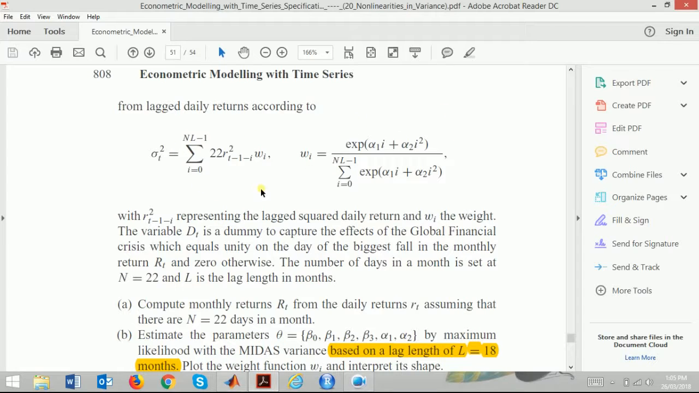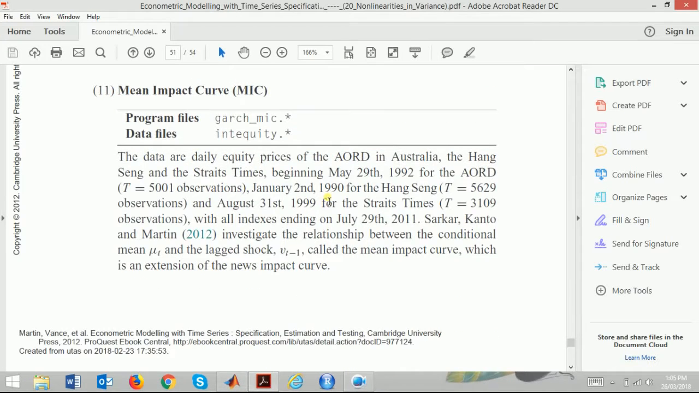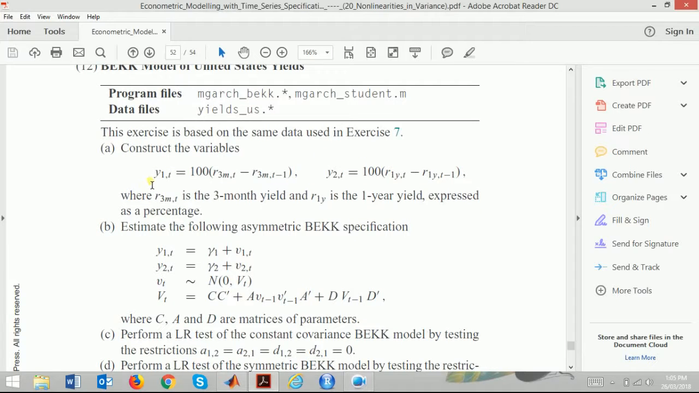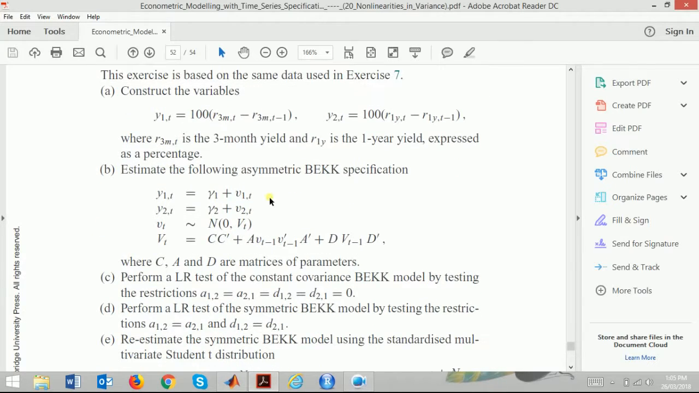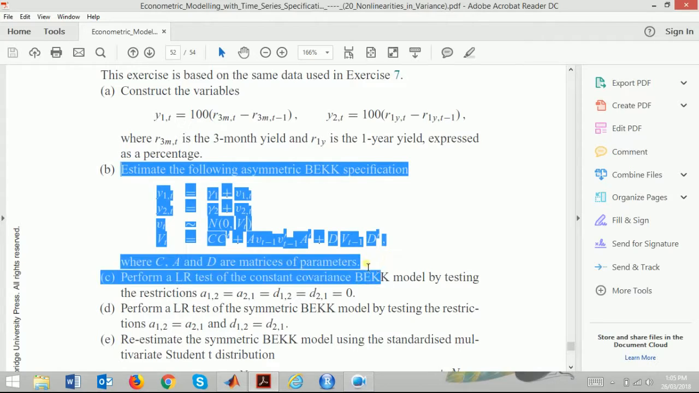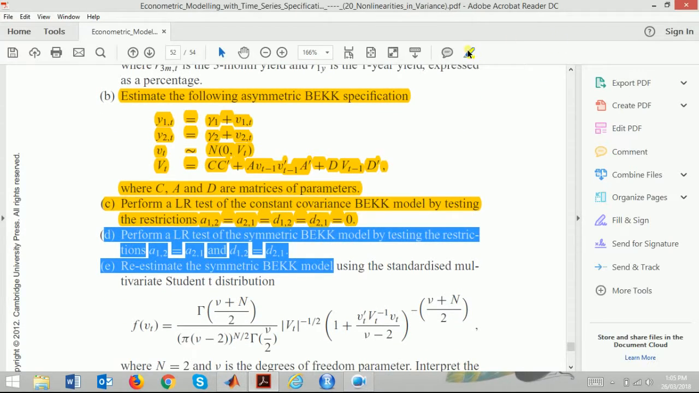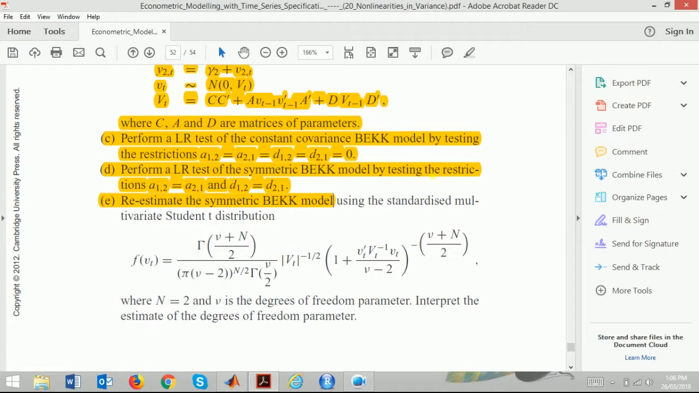we remembered we learned a very important program, which is realized variance, which is variance weighted variance, and the mean impact curve we didn't go through much, but this is our MV GARCH model, and the exercise is based on whatever information was there in 7. The variables are the 3-month yield and 1-year yield, two different variables. This is the symmetric BEKK specification that we were just talking about. We want to test with LR whether we have constant covariances or not.